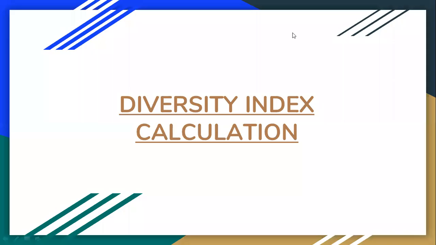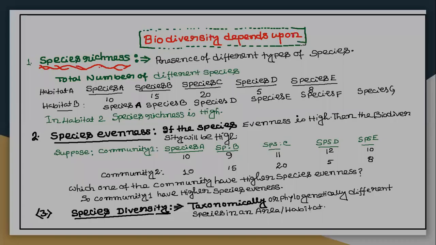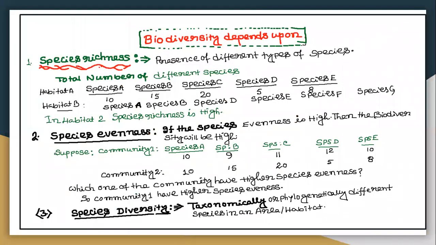So today we'll discuss one of the important topics of the CSIR-NET syllabus, and that is diversity index calculation. First of all, what is biodiversity? Biodiversity is the different varieties of life forms on the earth.